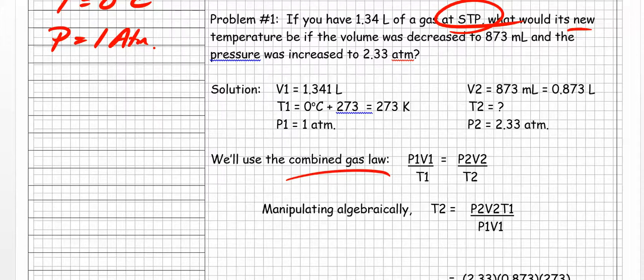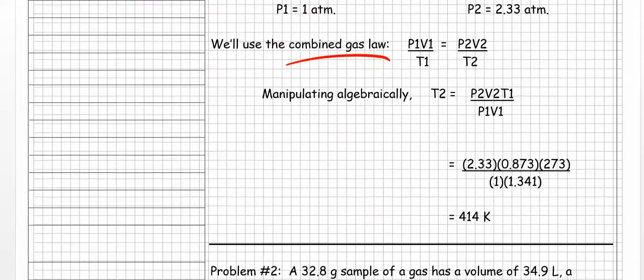Manipulating algebraically, remember we're looking for T2. We're going to pull the T2 up like that, and then P2V2 was already there. We're going to pull the T1 up just like that, and that'll give it to us. Now we've got T2 by itself, and it's just a matter of plugging things into the formula at this point.